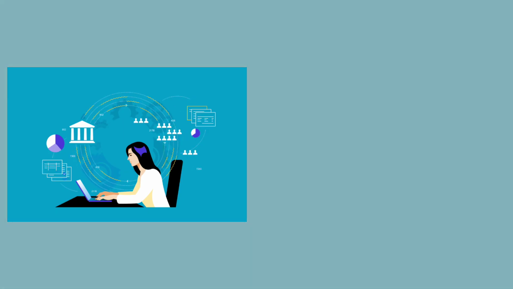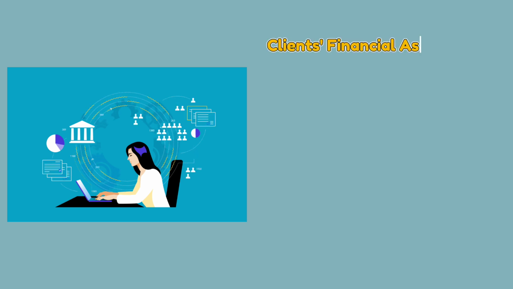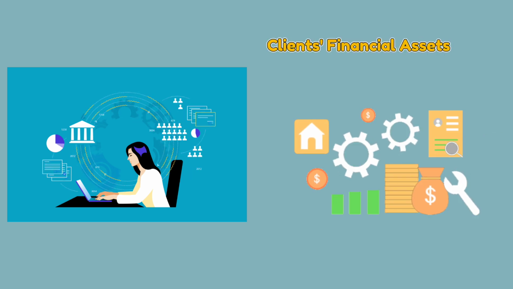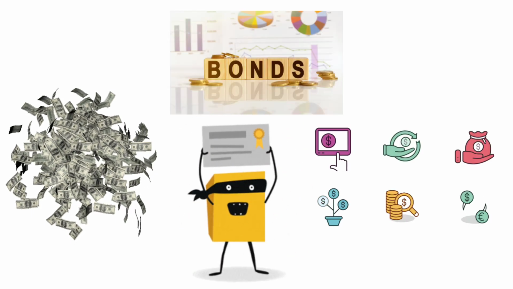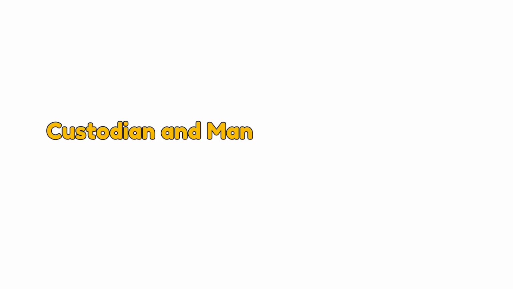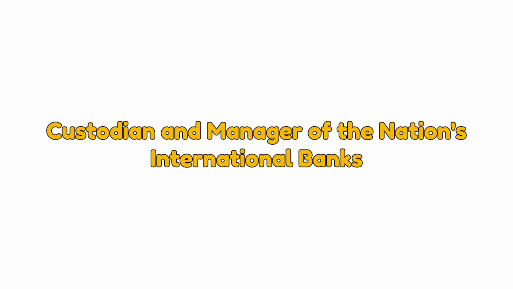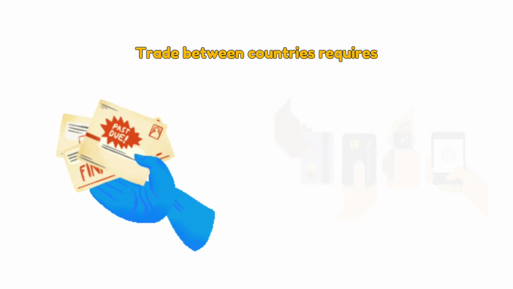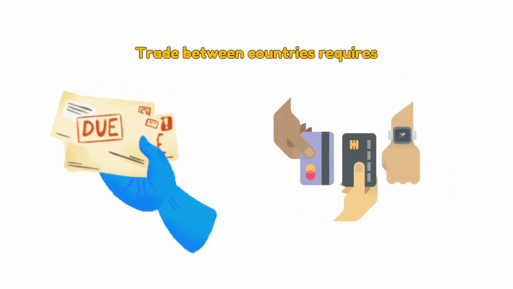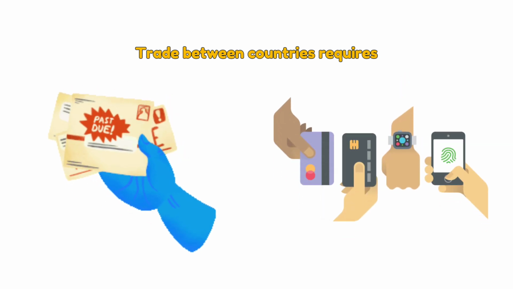A bank custodian has physical possession of its clients' financial assets. This could include cash, stock certificates, bonds, and other financial instruments. Custodian and manager of nation's international reserves. Trade between countries requires payments for goods and services sold. These and other requirements will need a system to facilitate transactions.